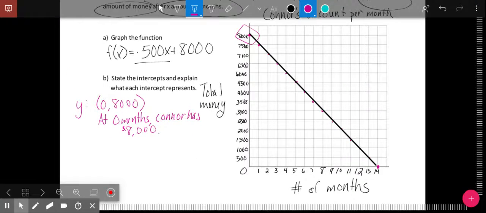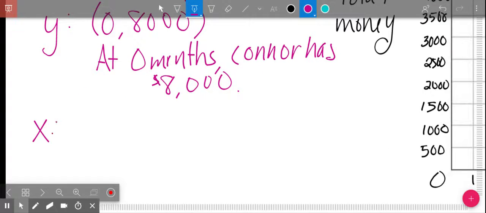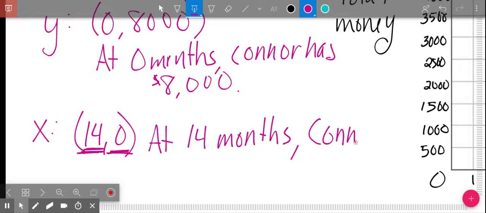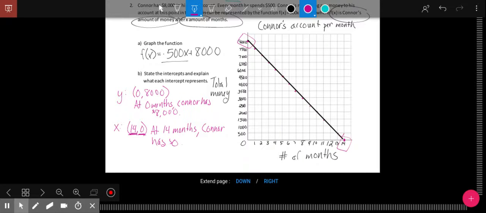So then at our x-intercept, we have 14. So our x-intercept is going to be 14, 0. Well, my x we said was number of months. My y was the amount of dollars. So at 14 months, he has $0, okay? If you just think about your labels, that's going to make it a lot easier. So at 14 months, Connor has $0. Sad day. Poor Connor. That's what happens whenever you don't save your money, guys.